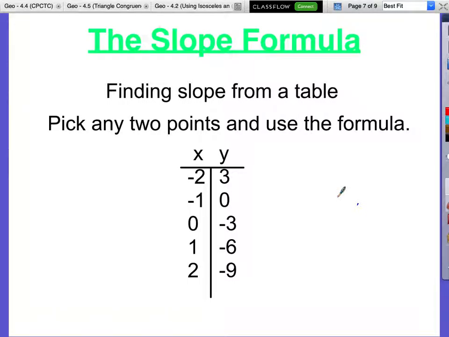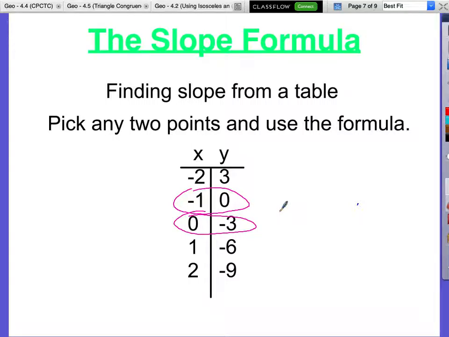Okay, the ones with 0 might be easy. Why? Because there's 0. It's easier to subtract by 0, right? That's usually an easier number to work with. So we might want to look at using this point and using this point. You could use any of them and you'd get the right answer as long as you do the correct math. But we want to make our life easier, right?